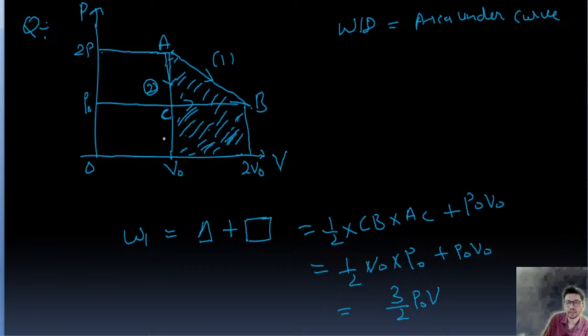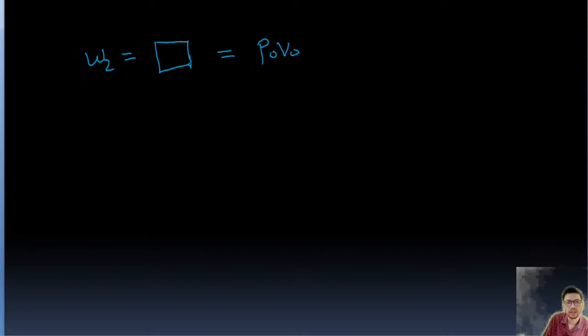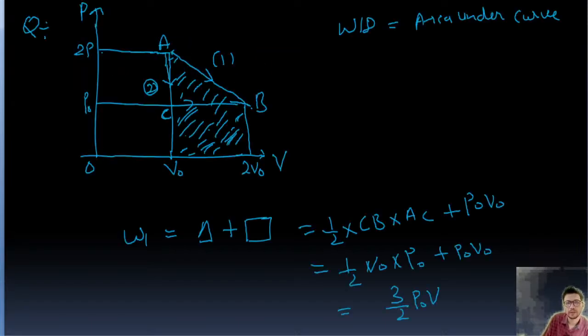So this is the work done. So how we are going to get work done in a PV curve, guys? It's very simple. Path 1, W1 is 3 by 2 P naught V naught, and for path 2, from A to C, C to B, this is P naught V naught. So these are the work done, W1 and W2, right? Very simple, guys. I hope you have understood it.